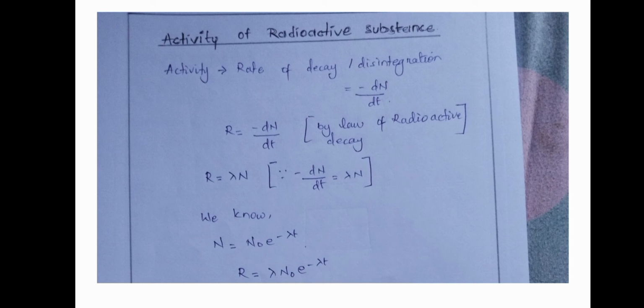Activity of a radioactive substance. Activity is the rate of decay, that is disintegrations per unit time. Using the law of radioactive decay that we have seen earlier, the whole thing can be calculated, and at last we get the equation R equals R naught e to the power minus lambda t. R naught is the initial activity and R is the activity at time t. The graph can also be seen in this manner.